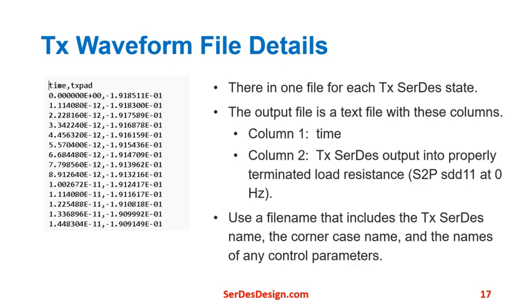The waveform file details are shown here. There is one file for each transmit SerDes state. The output file is a text file with 2 columns. First column is time. The second column is the transmit SerDes output waveform into the properly terminated load resistance based on the S2P SDD11 at 0 Hz. Use a file name that includes the transmit SerDes name, the corner case name, and the names of any control parameters.